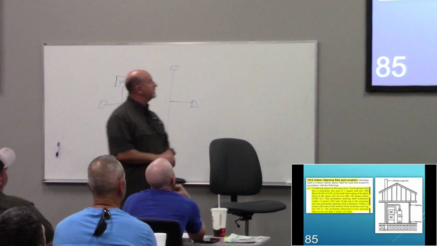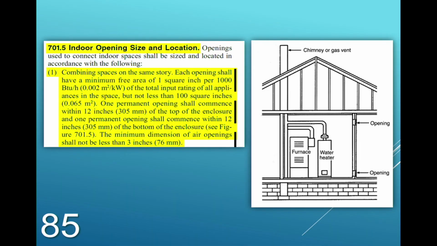Next sentence says, one opening shall commence within 12 inches of the top. One opening shall commence within 12 inches of the bottom of the enclosure.